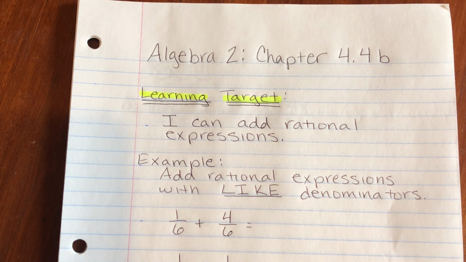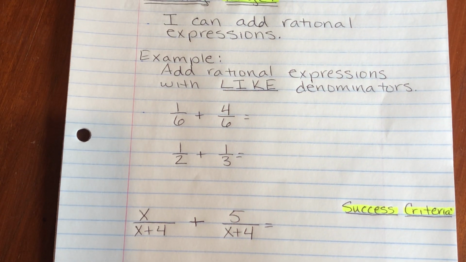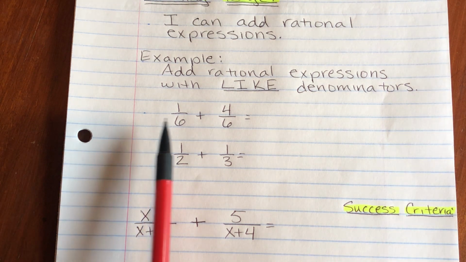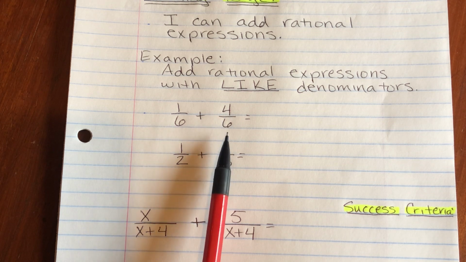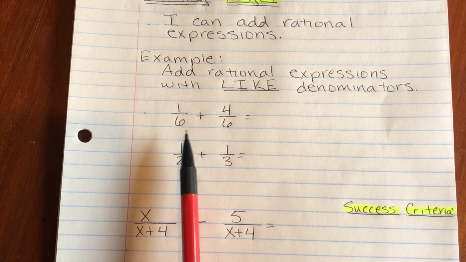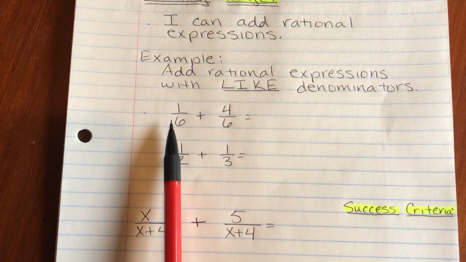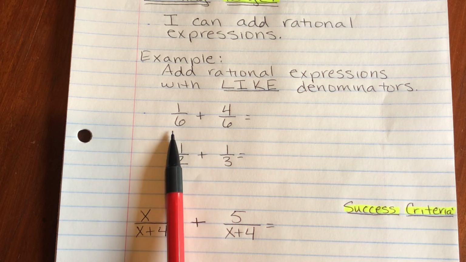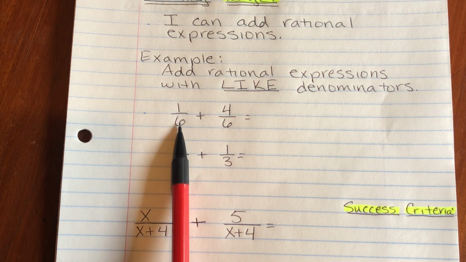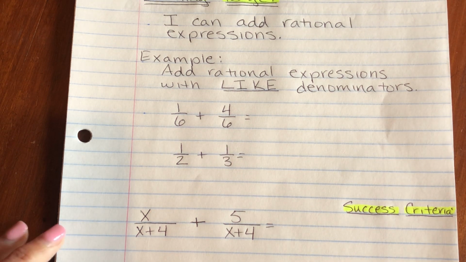So before we actually look at a rational expression, let's just look at some simple fractions down here. So I have 1/6 plus 4/6. Now the thing about adding or subtracting fractions, you have to have a common denominator. So the denominators have to be the same. And for this one, you both have a 6 here. So 1/6 plus 4/6, both 6's in the denominator. So that's good to go.